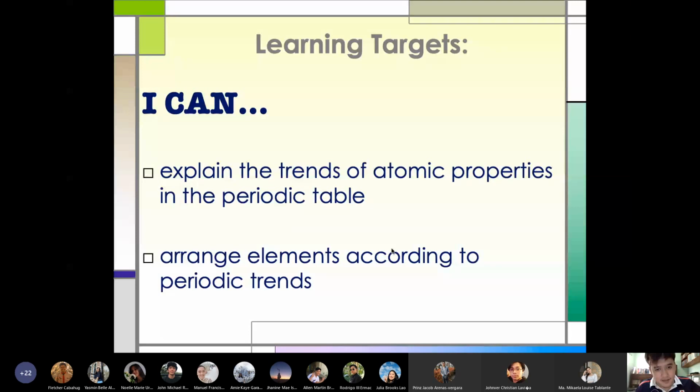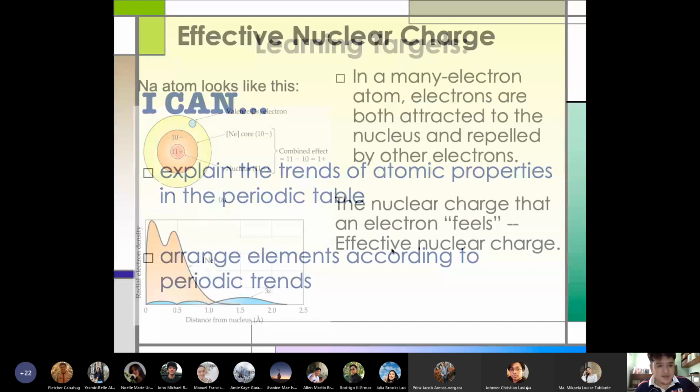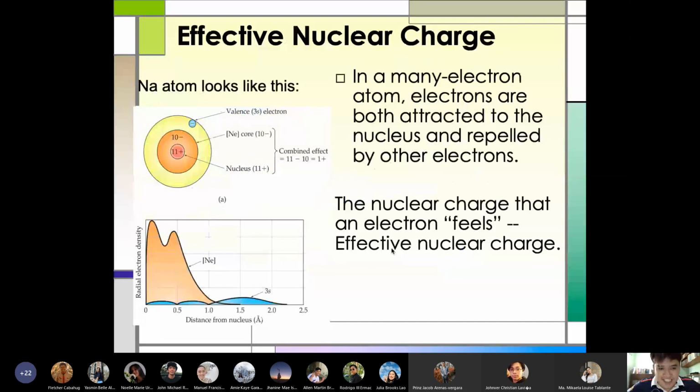So I'd like to introduce this new concept. I understand that you were able to talk about the periodic table in junior high, right? Can you give me feedback on to what extent your discussions were? Like, were you able to talk about the periodic trends?